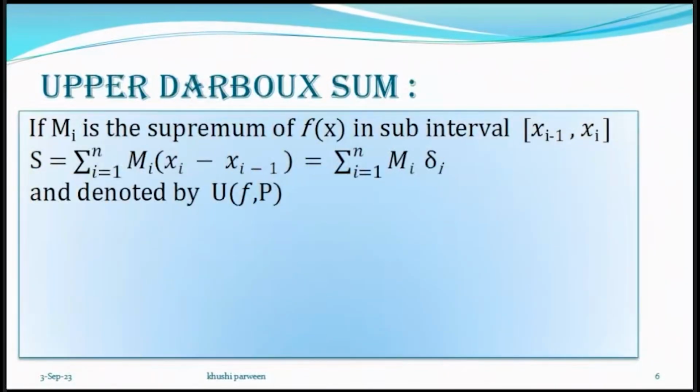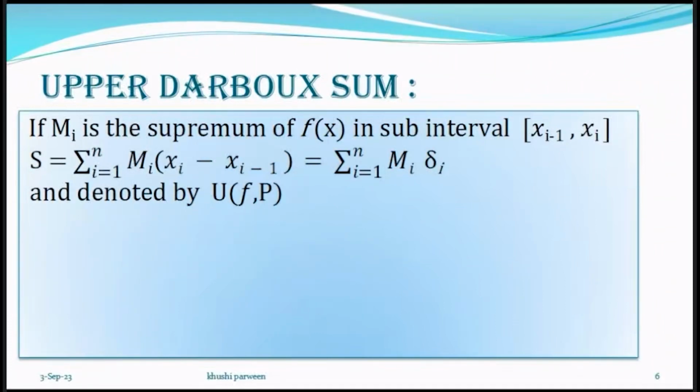And the upper Darboux sum: if capital Mi is the supremum of the function in the subinterval [xi-1, xi] and delta i is the length of the subinterval, then S is equal to the summation from i = 1 to n of Mi (xi - xi-1), which is equal to the summation from i = 1 to n of capital Mi delta i, and is denoted by U(f, P), which is the upper Darboux sum.